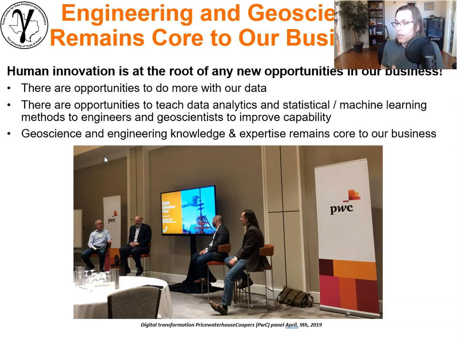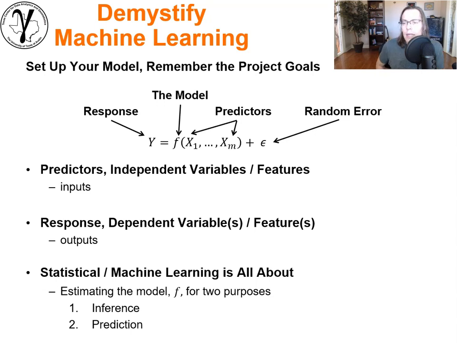And I applaud all the companies. I taught in about 20 companies last year, something like that. And I see great efforts going on to build new capabilities for their people. But geoscience and engineering knowledge and expertise remain core to our business. Human innovation is at the root of any new opportunities in our business. We really do need human innovation. Every time there's been new value, it was creativity, and that comes from the professionals who have domain expertise. It drives it all.